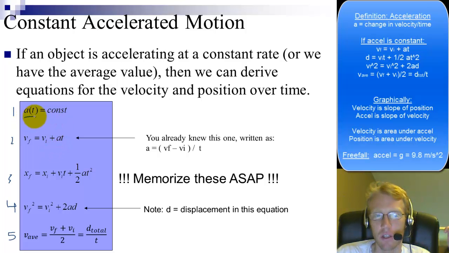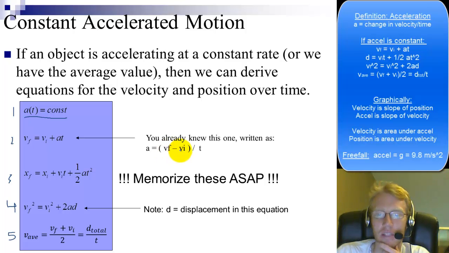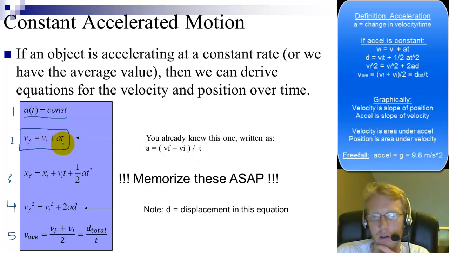Once you know acceleration is constant, the final velocity is going to equal the initial velocity plus the acceleration times time. All this is a rearrangement of your definition of acceleration. If you recall, the acceleration definition was delta v over t. So delta v is v final minus v initial. If you rearrange this, multiply both sides by t, and then add vi to both sides, you can very easily get this one. So this one you should memorize immediately, or if you already have this one memorized, then you already know this one by default.